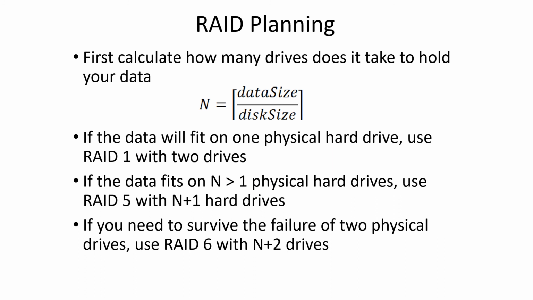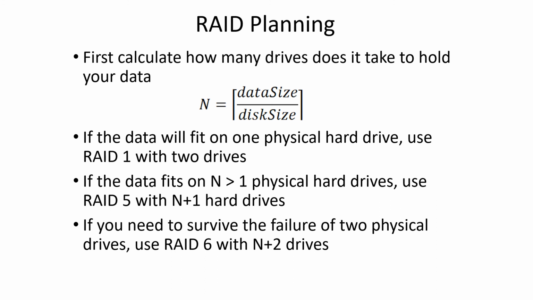In order to figure out what RAID system you need and how many disks, you first have to calculate how many disk drives it takes to hold the data. So you figure out how much data you have, divide that by the size of your disk, and round up. You always have to round up because you can't have 3.5 disks. You have to have 4 disks if it's over 3.